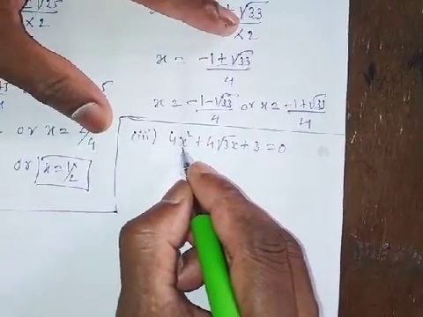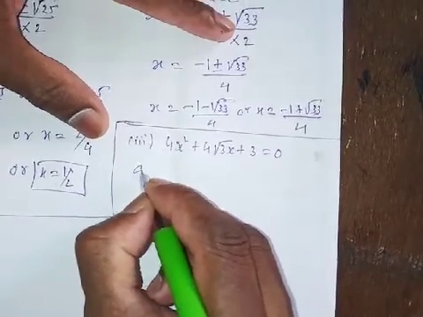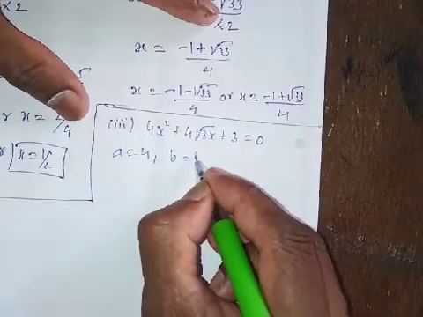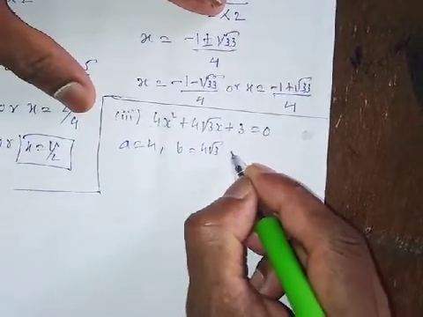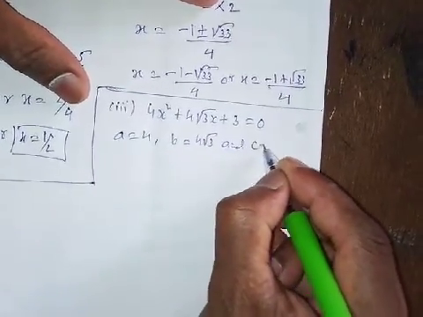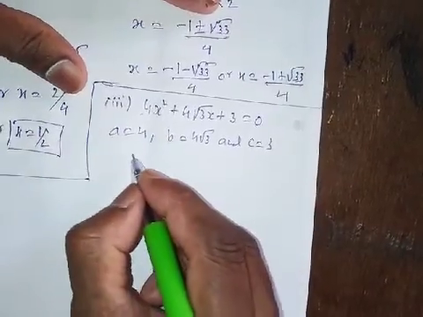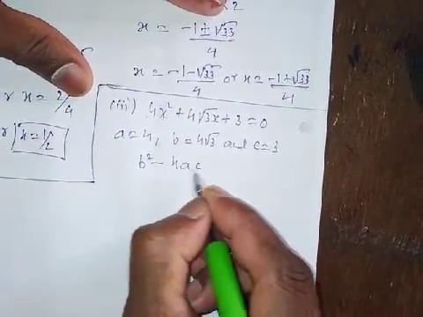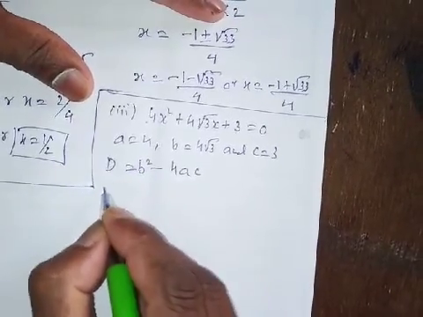Coefficient of x square is a. So a is equal to 4. Coefficient of x is b. So 4 root 3. And c is equal to 3. So what do you get? B square minus 4ac, which is equal to D, the discriminant.